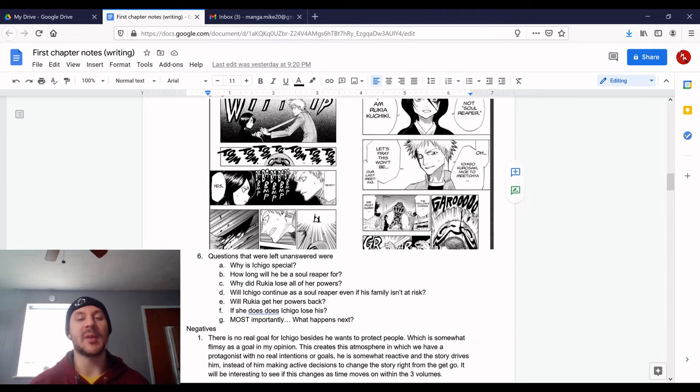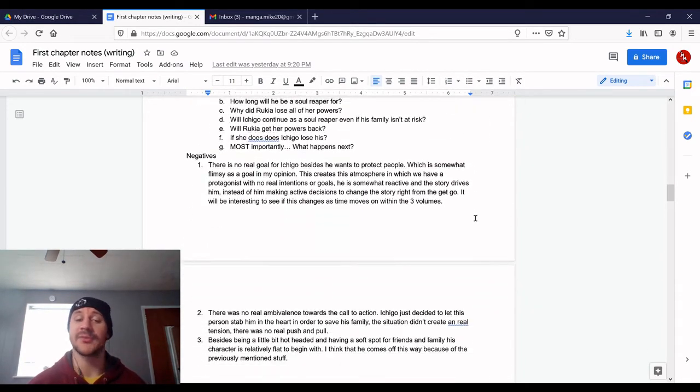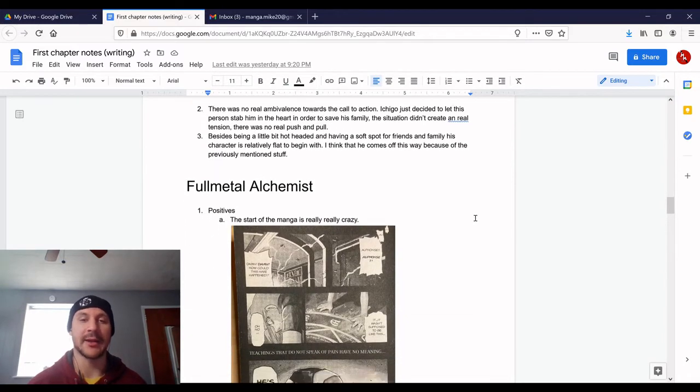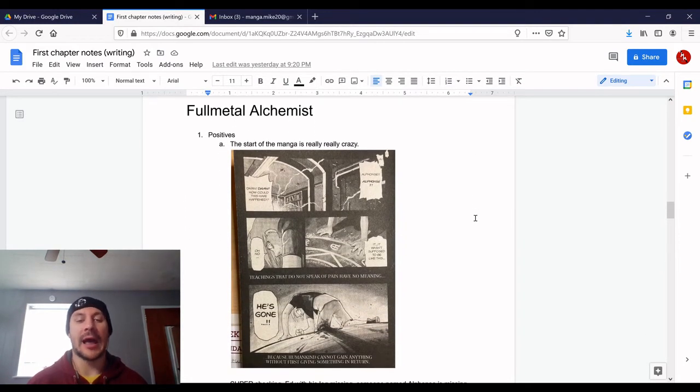So yeah, those are my little nitpicky things. Again, I think it's a great first chapter. I wouldn't change too much about it. All right, so Fullmetal Alchemist.